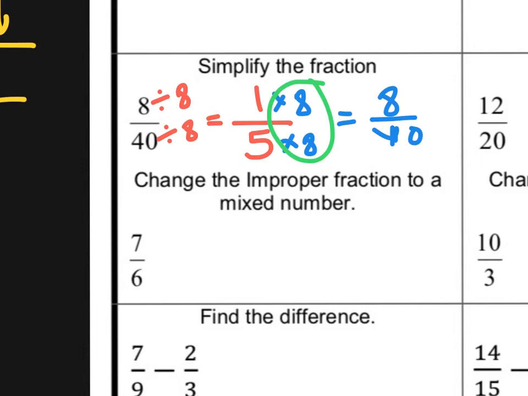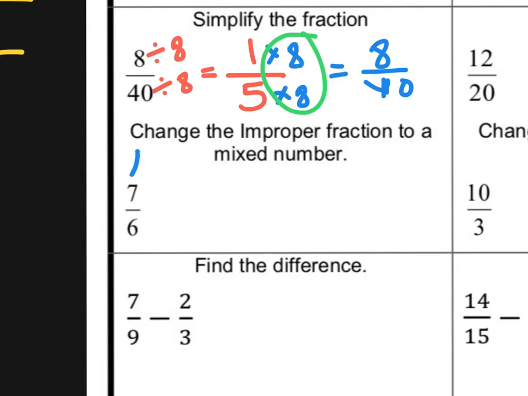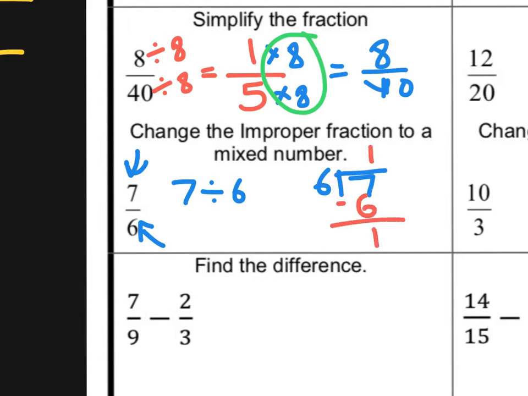For the next part, it says change the improper fraction to a mixed number. So when you see a fraction where the numerator is greater than the denominator, that's called improper. And the way you read this is 7 is being divided by 6, like that. So fractions and division is the same thing. So now we know that 6 can go in 7 once. And then when we subtract, we have 1 left. So the answer is going to be 1 whole with 1 left out of 6, because we were working with 6. So it'll be 1 and 1/6.